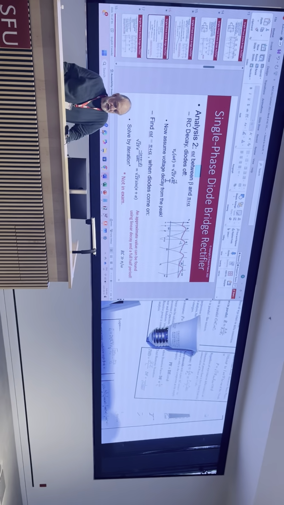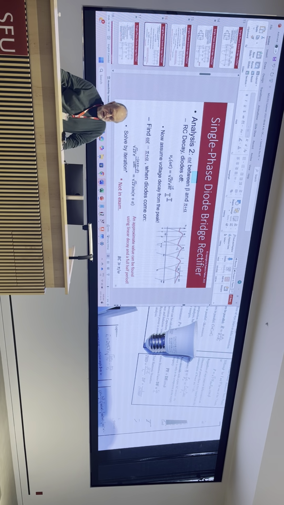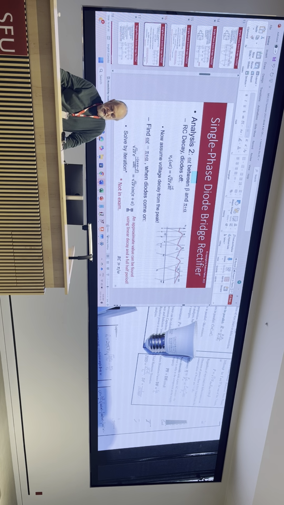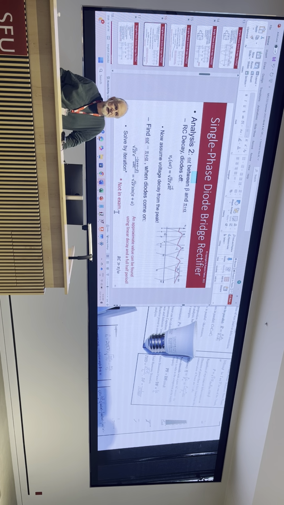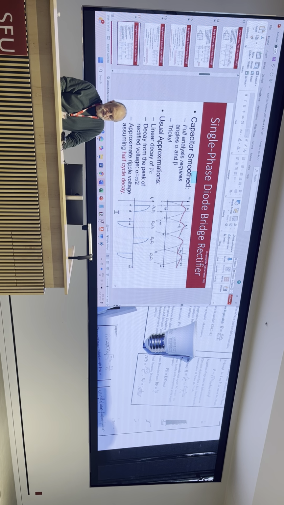and then the dies come on again. So that's very tricky. But what we can do, so this solve by iteration I put is not in the exam. Now it is in the homework, I believe, just to get you really thinking about the mathematics of it. But it's not in the exam. What we'll do is do some approximations, and the approximation is to just use a half period for the decay.